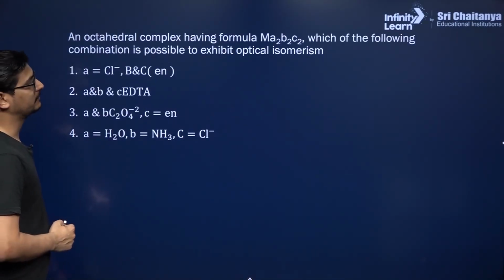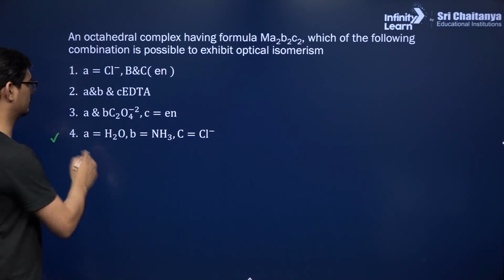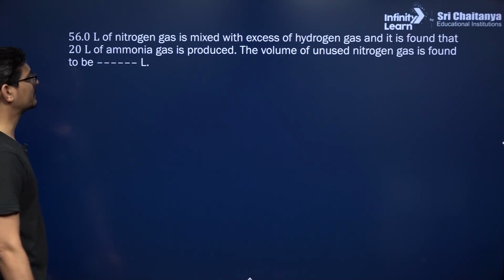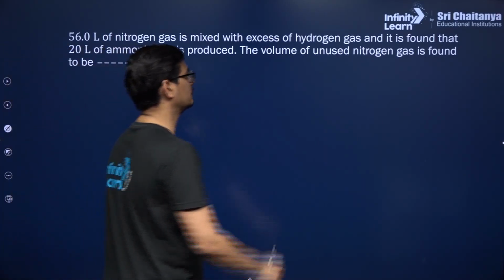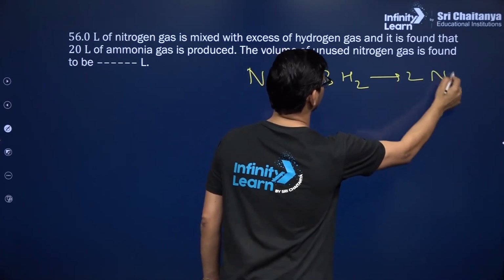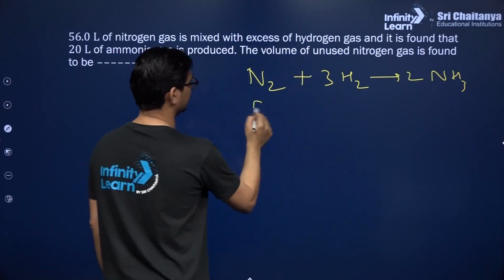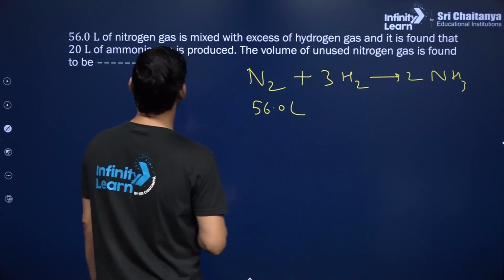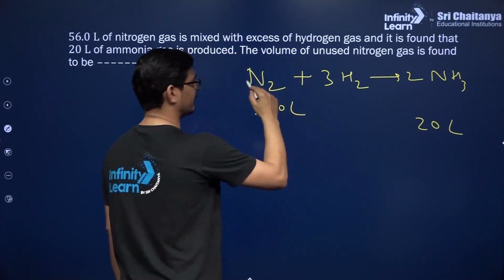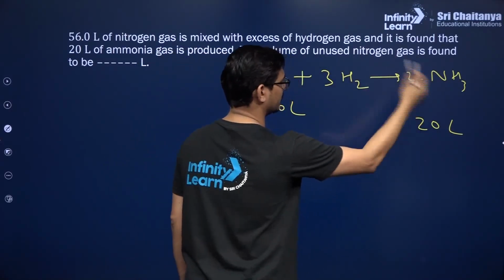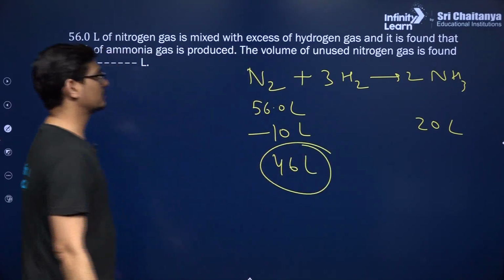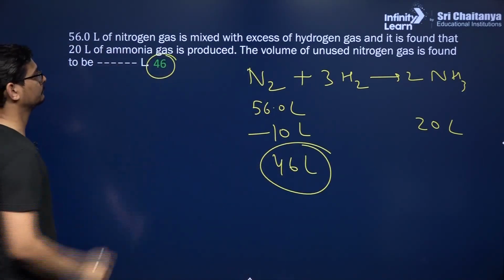An octahedral complex having the formula MA2B2C2, yes, so this is the correct answer. There are 3 different ligands. 56 liters of nitrogen gas is mixed with excess hydrogen, so N2 plus 3H2 gives 2NH3. Nitrogen we are taking is 56 liters and ammonia gas produced is 20 liters. Now if 1 liter of nitrogen reacts, 2 liters of ammonia is formed, that is double, so 10 liters must have reacted, so 46 liters of nitrogen will remain unused.